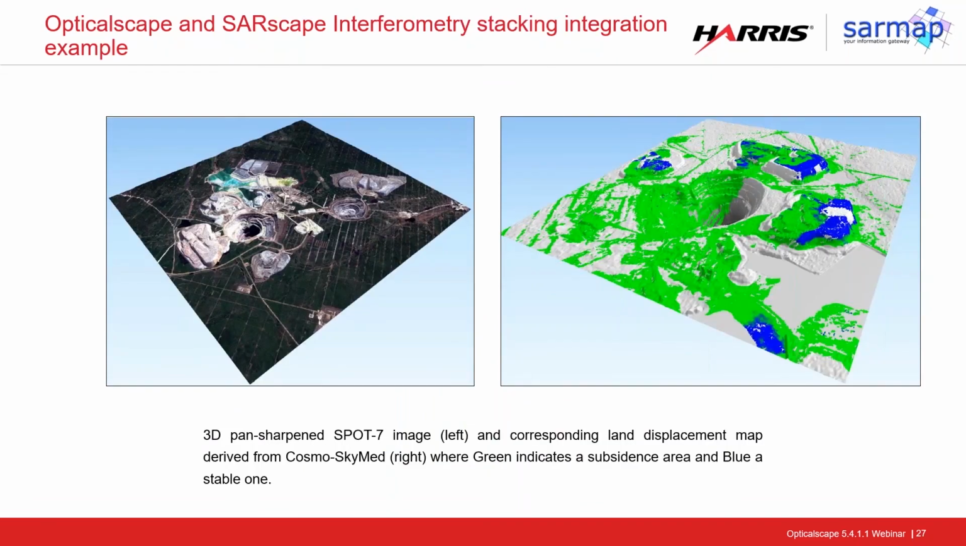Also, we can do something similar with the use of optical DSMs in conjunction with SAR imagery to improve the detection of land displacement. As you can see, this is a mine example, and the one on the right is a land displacement map derived with Cosmo SkyMed. Without the optical imagery, we would not have been able to detect these displacements.